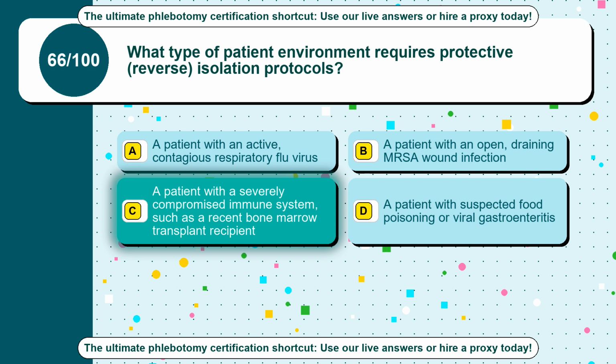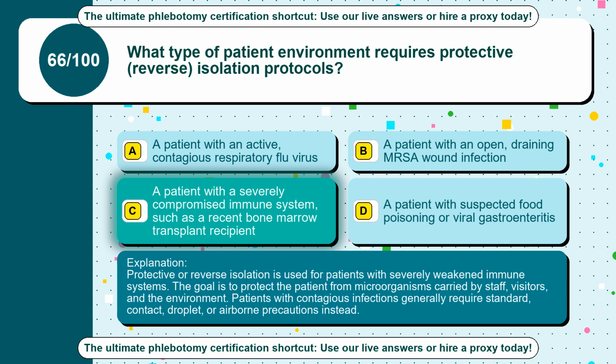Protective or reverse isolation is used for patients with severely weakened immune systems. The goal is to protect the patient from microorganisms carried by staff, visitors, and the environment. Patients with contagious infections generally require standard, contact, droplet, or airborne precautions instead.